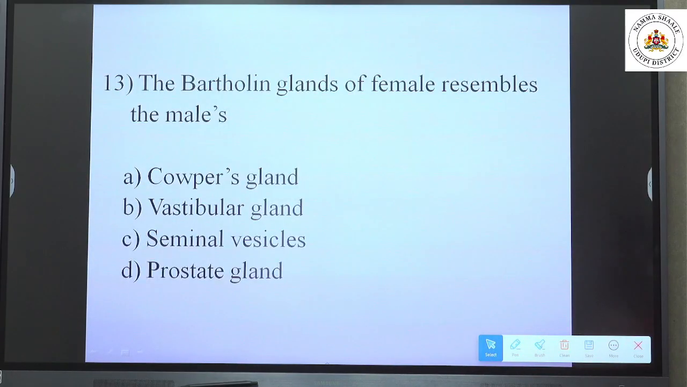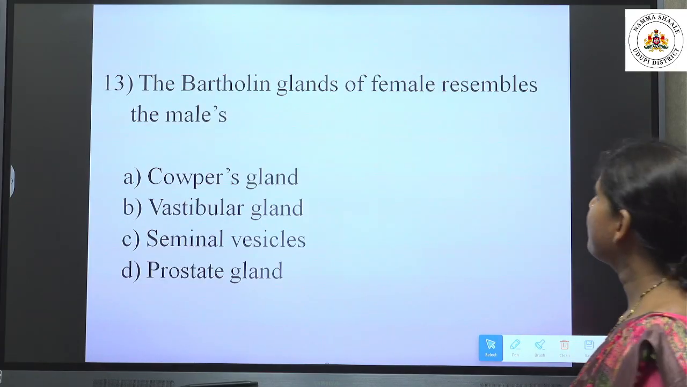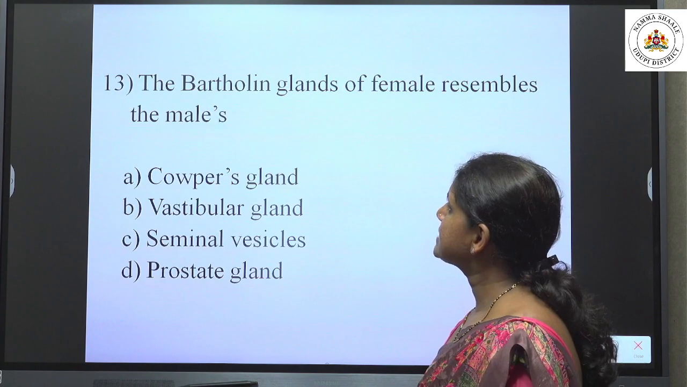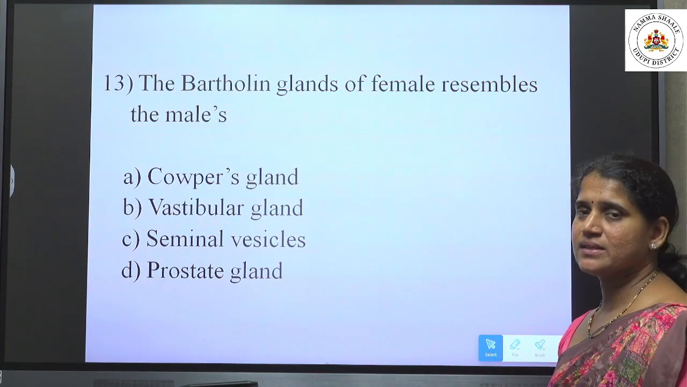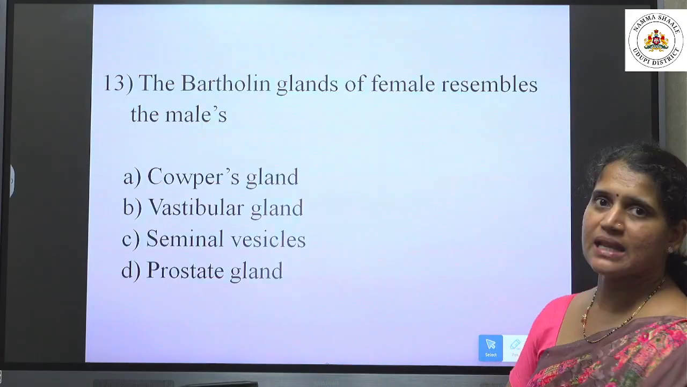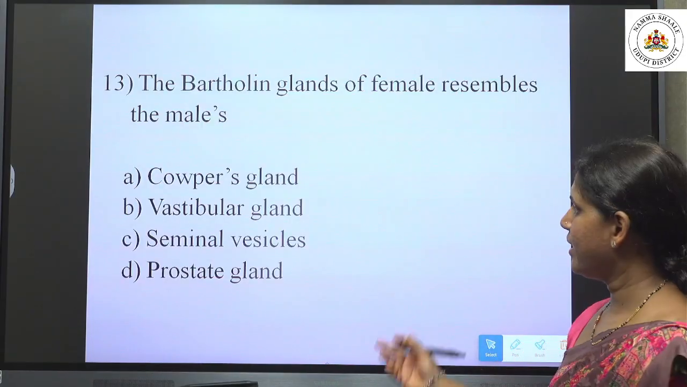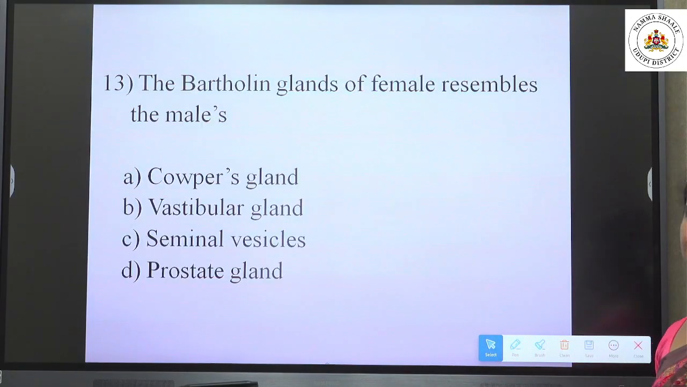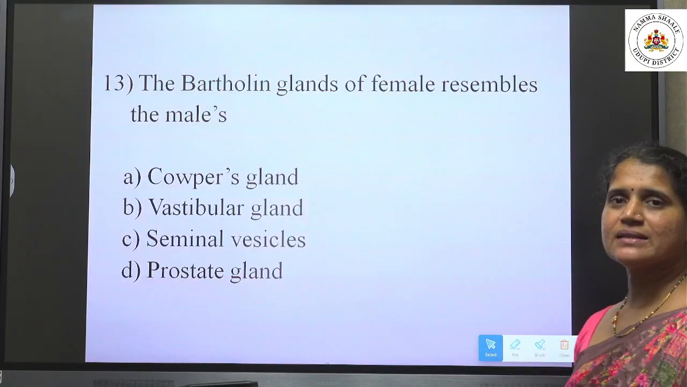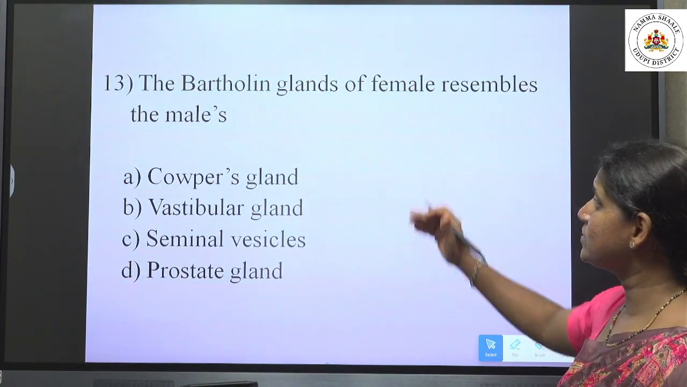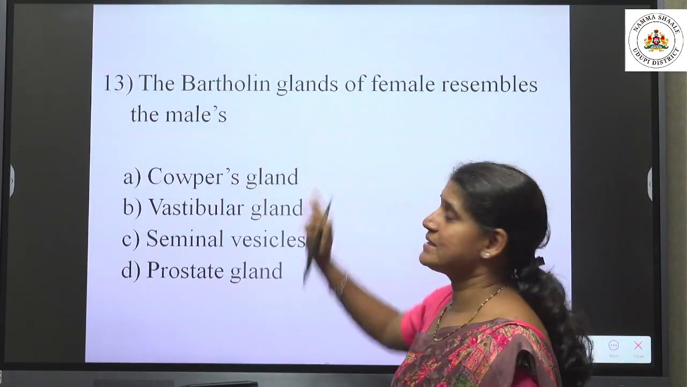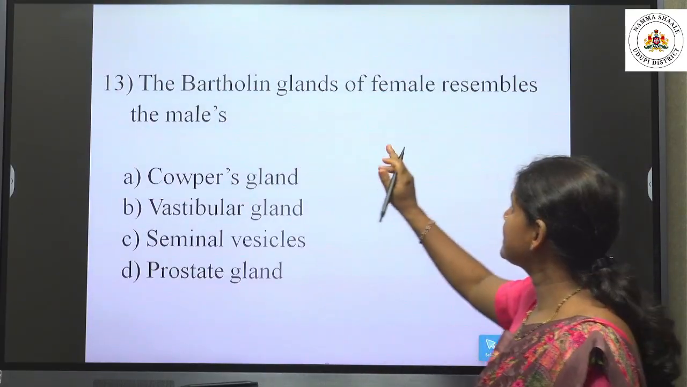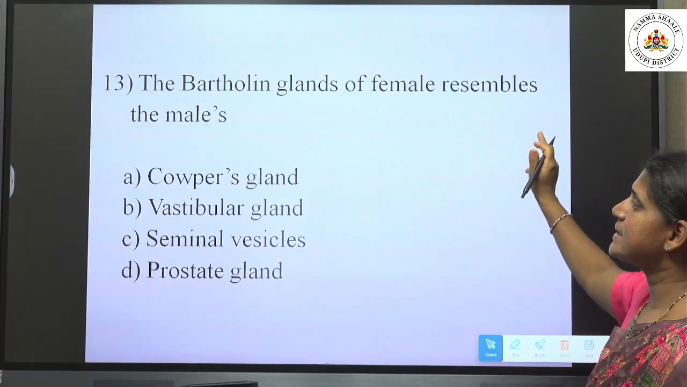Next question. The Bartholin's glands of female resemble which of the male's? So you know the male accessory glands and ducts. The male accessory glands are bulbourethral gland, prostate gland and the seminal vesicle. Here the question is, Bartholin's glands of female resemble the males.